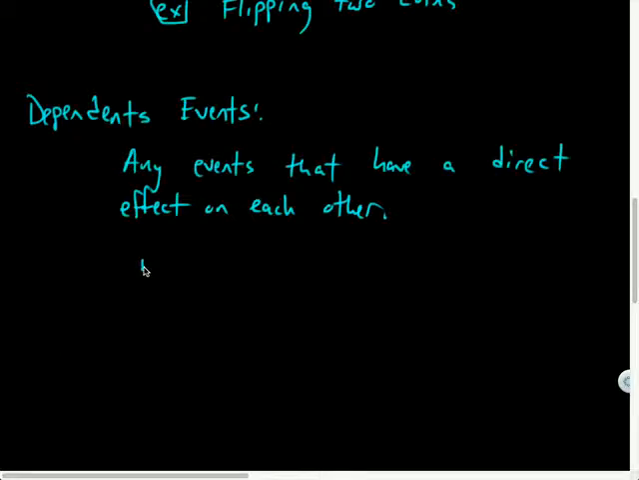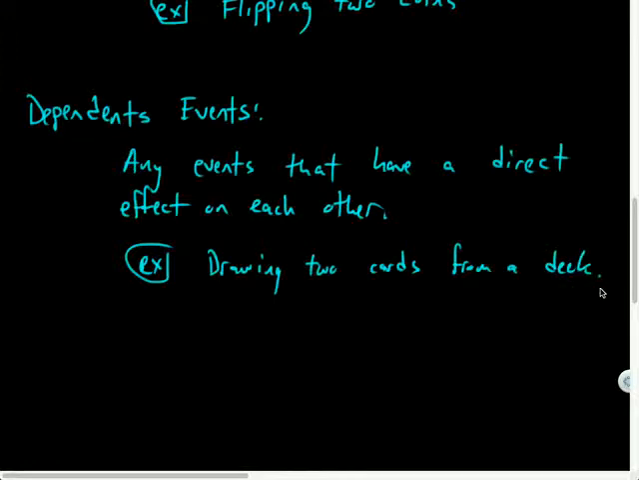So that could be like maybe drawing 2 cards from the same deck. Right? I can't draw a 3 of diamonds and then also draw another 3 of diamonds because it changed the possible selection the second time I drew, right? It was a different number of possible outcomes that were available to me because of my first decision, right?